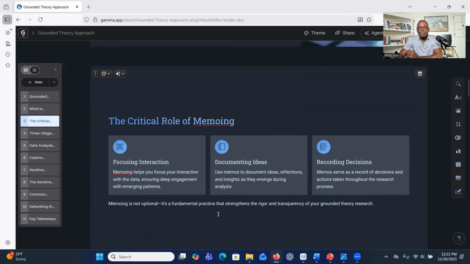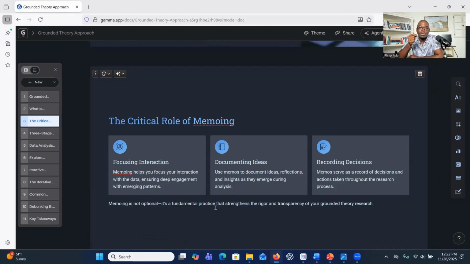So the next thing that you have to really think about is memos. It's very critical when you are using grounded theory approach. You have to have a way of documenting your actions, decisions, and your reflections, right? So documenting your actions, decisions, and your reflections is very, very important when it comes to utilizing grounded theory approach. So let's start with memos.